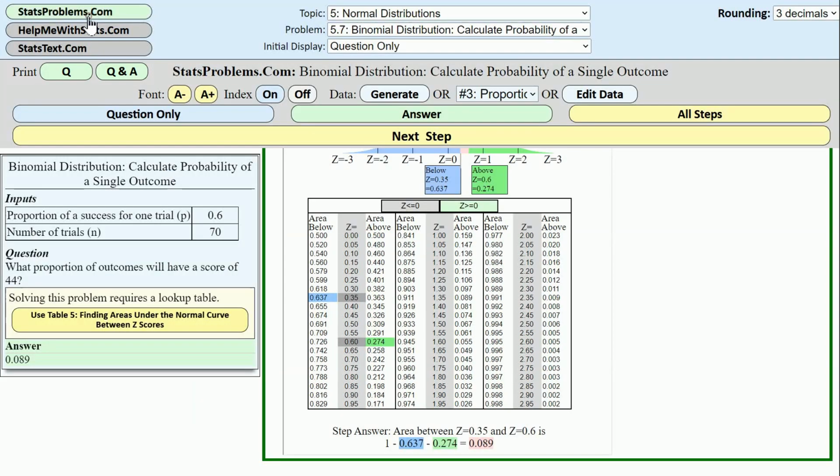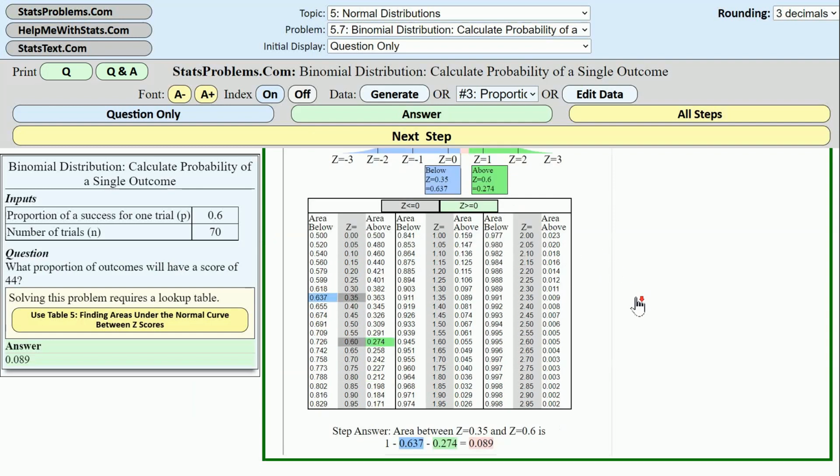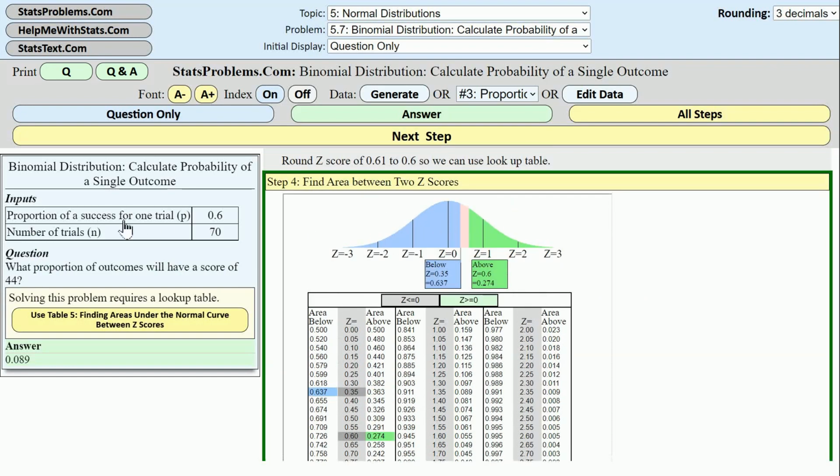We close this window to return to the analysis, which shows the lookup table with the below area of 0.637 and the above area of 0.274 and the area between of 0.089. With the proportion of a success for one trial of 0.6 and the number of trials equal to 70, the proportion of outcomes that will have a score of 44 is 0.089.